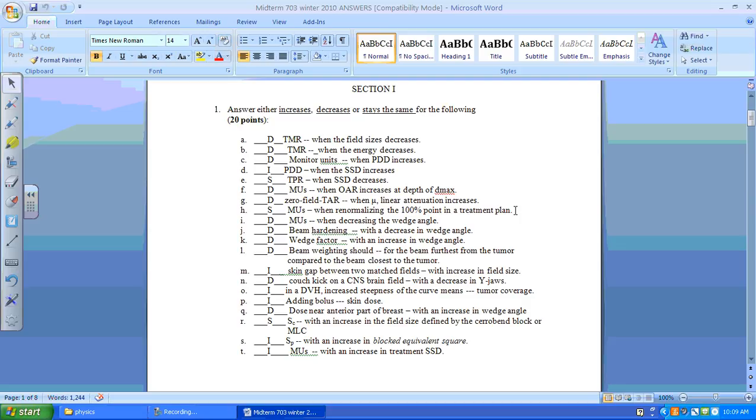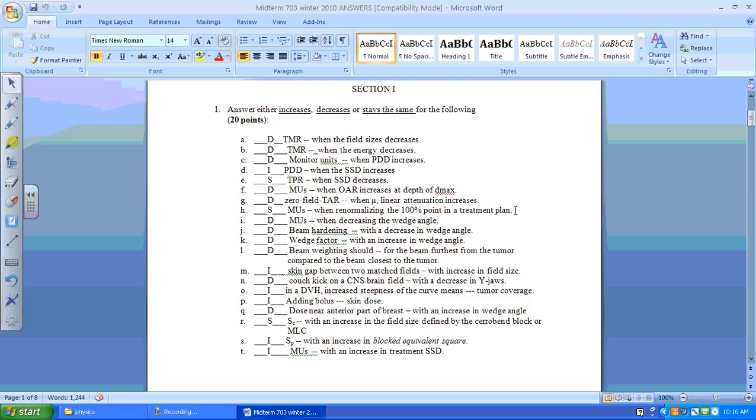What about I? Everybody get that? MUs. What happens to the MUs when you decrease wedge angle? MUs decrease, because you want to get the same dose. Remember, you're just changing the wedge. So you decrease it, you don't need as many MUs.